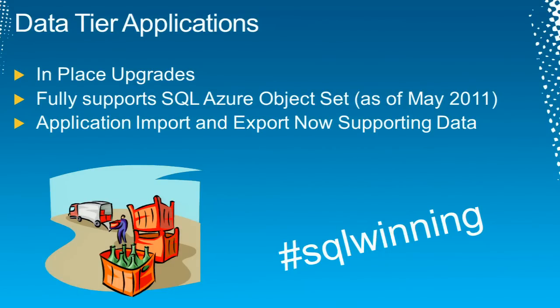The other really, really nice thing about the data tier applications is it does now support actually having data in the tables. So if you've got sample data within your tables that you're using your data tier application for, that data will now come across as part of your deployment process instead of having to do some sort of after-deployment script to actually load your data. So that'll all be captured as part of the process.